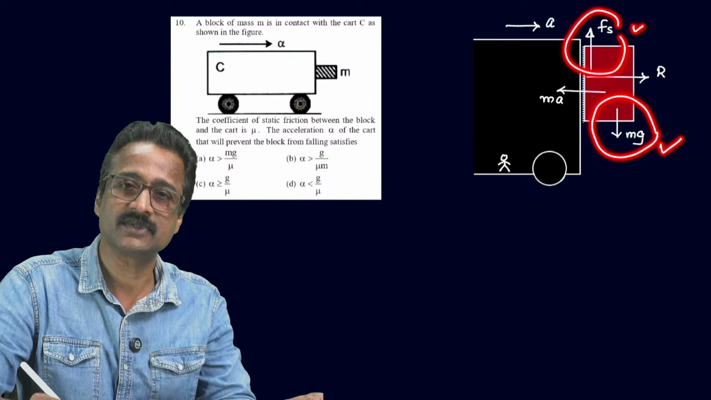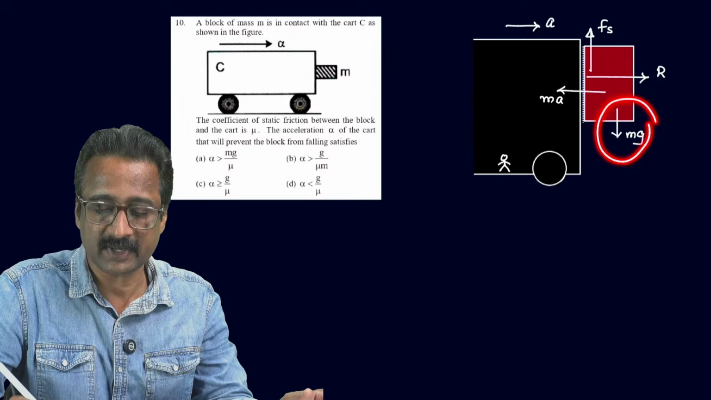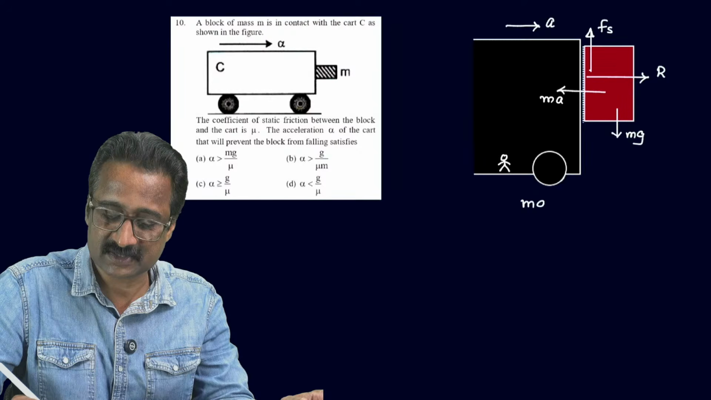What we need is the condition for not slipping. So the body doesn't slip if mg is less than Fs or equal to Fs. So I'm writing the condition for not slipping. Here it is: mg less than or equal to Fs. That is the condition for no slipping. Now let's write what is Fs.